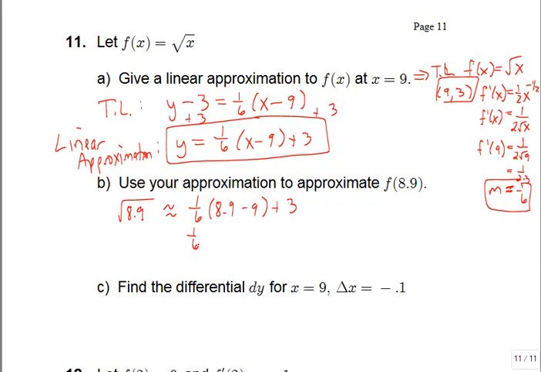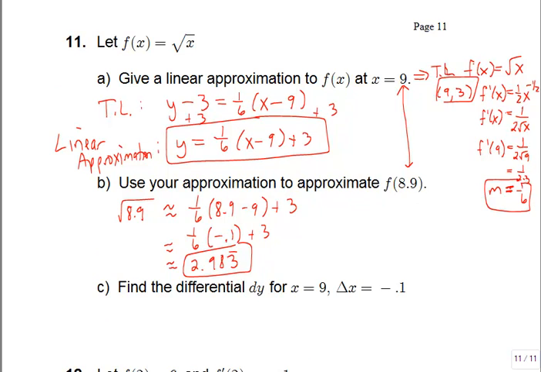This will just be 1/6 of negative 0.1 plus 3, and as a decimal, that just becomes 2.983 repeating. Okay? So square root of 8.9 is approximately 2.983 repeating. And it should be a pretty good approximation because these 2 points weren't too far apart from each other.